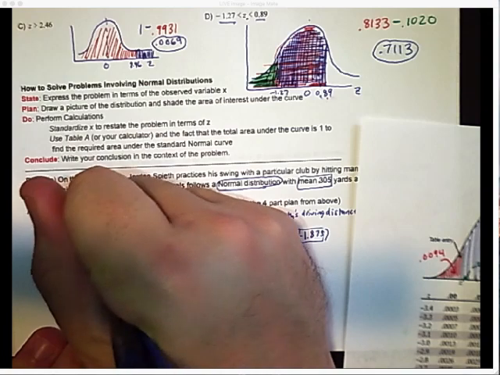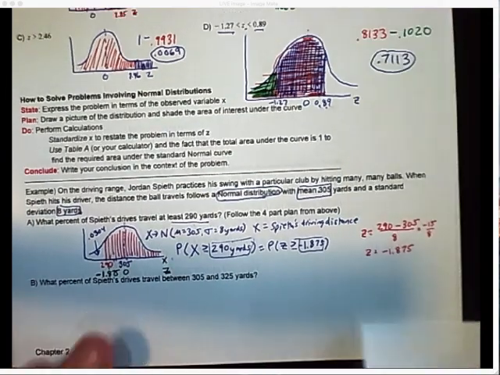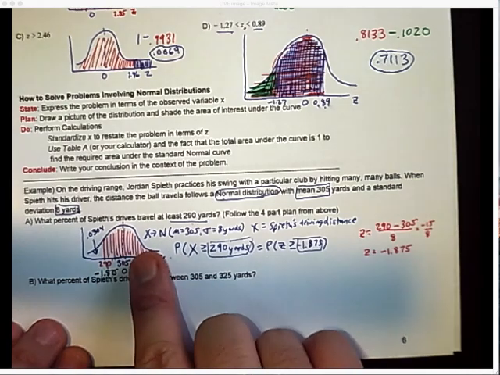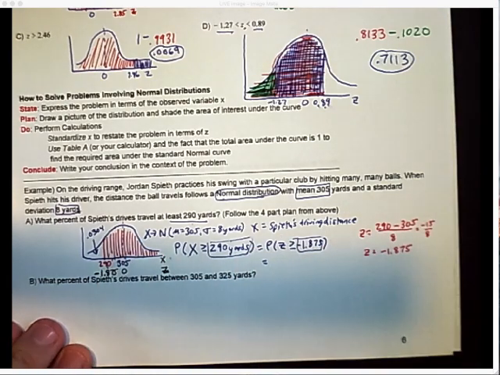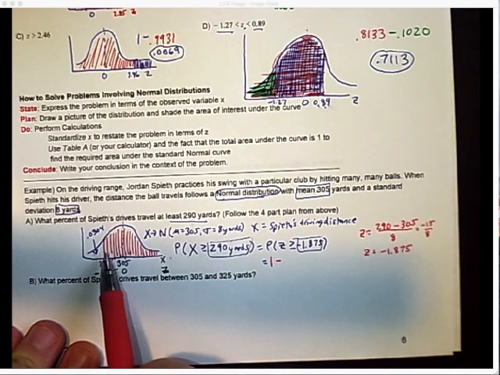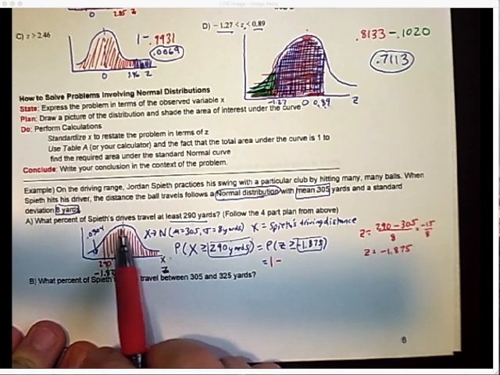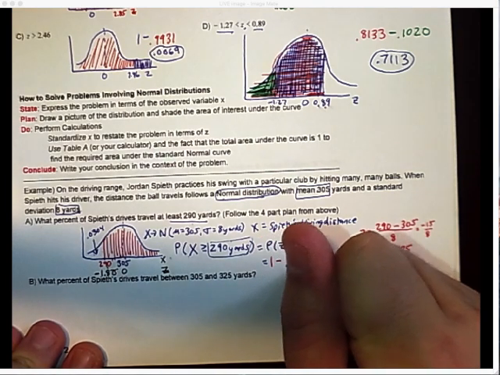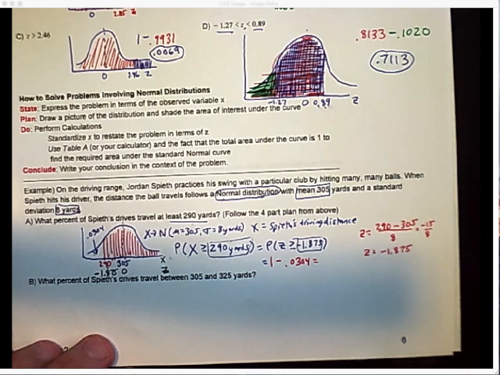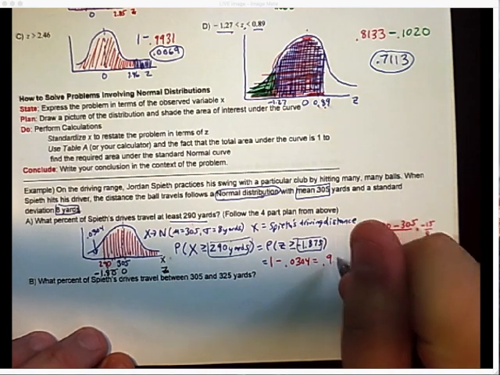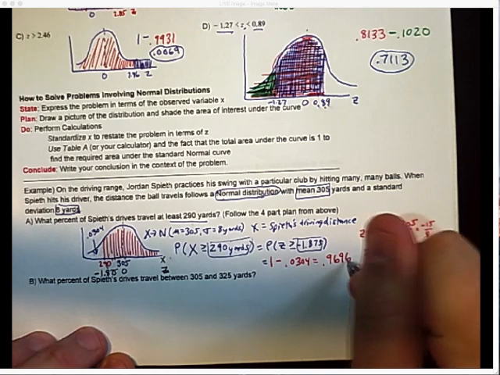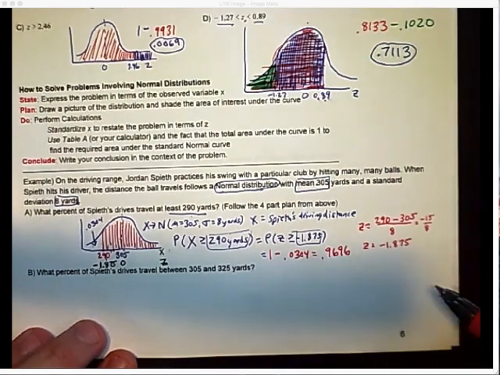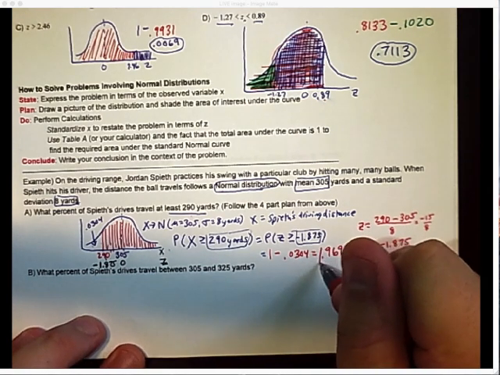That part of the curve to the left has an area of 0.0304. But we're trying to find the right area. So how do we do that? We would have to take 1 minus, because both of these combine to give you 1. So if you just want to find this red shaded part, you would take 1 minus 0.0304. And the estimate we would get would be about 0.9696. So 96.96% of Jordan Spieth's drives travel at least 290 yards.